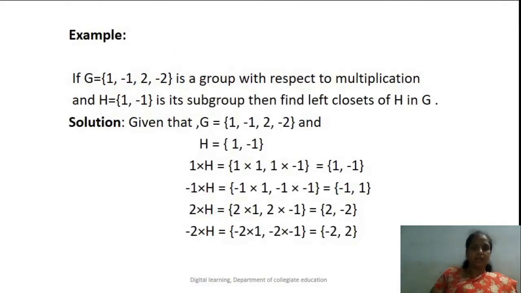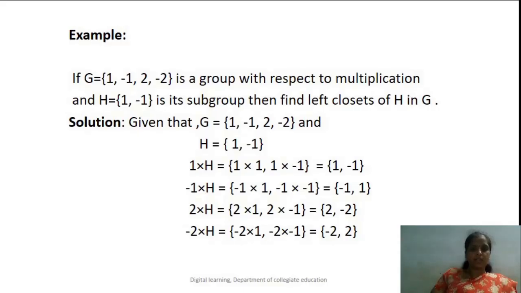So example, the next one is, if G is {1, minus 1, 2, minus 2} is a group with respect to multiplication, and H is a subgroup, that is the elements are 1 and minus 1, then find out the left cosets of H in G. So G is these elements, and H has the elements 1 and minus 1. So we have to find the left cosets here. So we have to write it in the form a into H.